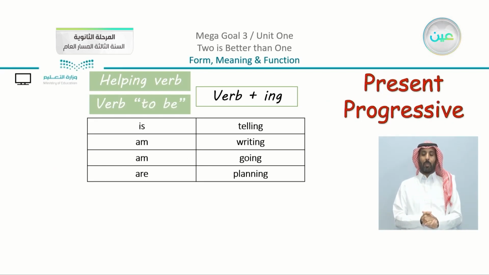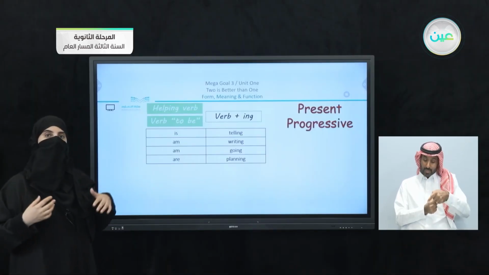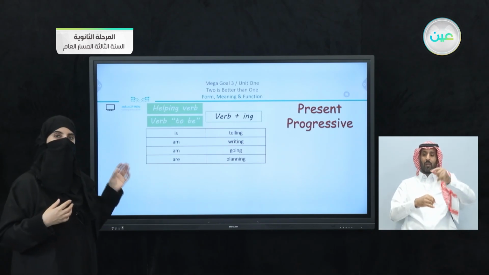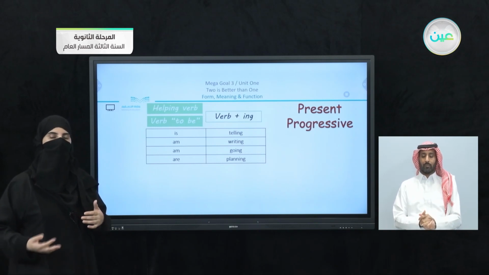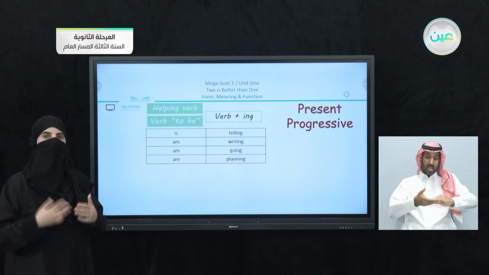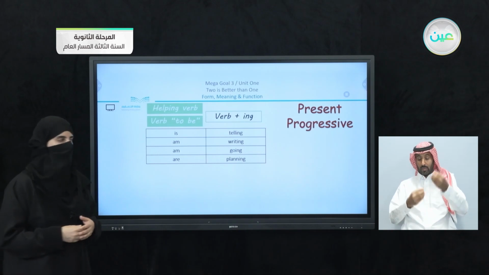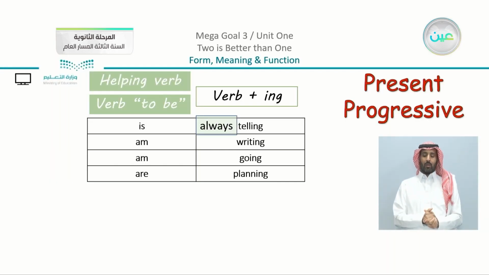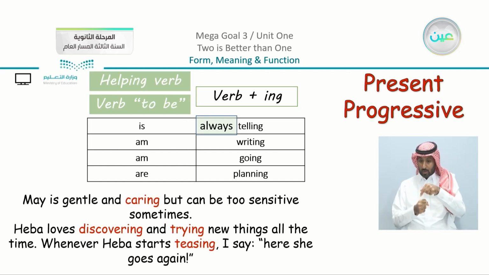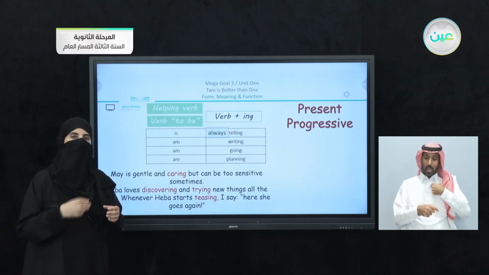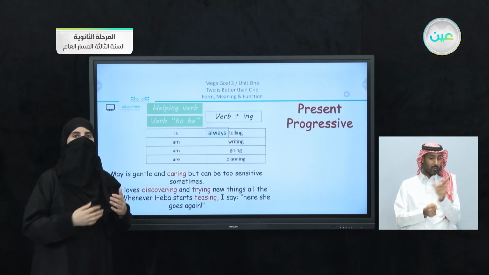So all of these verbs are what we call the present progressive. So what is the present progressive? I gave you a chance just to recall here. The present progressive means that we are going to use helping verbs, specifically the verb to be, followed by a main verb which is attached to an ing. Now, we can say also always telling, as I mentioned before, that we have here she goes. Now, I am always.